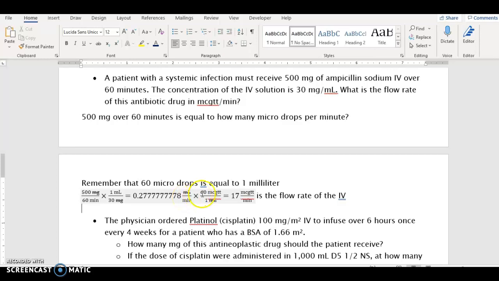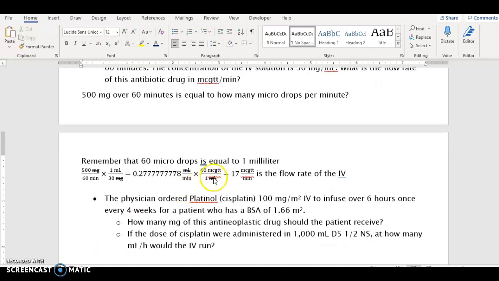Then we multiplied that by the number of microdrops in 1 milliliter. Since we want our final answer in microdrops per minute, the 60 microdrops has to go on top of that fraction, and the 1 milliliter on the bottom. So this decimal, 0.277778, multiplied by 60 microdrops per 1 milliliter eliminates the units of milliliters, and then we get our final answer rounded to the nearest whole number, which is 17 microdrops per minute. That's the corresponding flow rate of the IV.